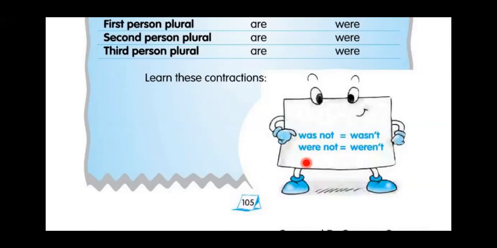Were not will become, the contraction will be weren't. W-E-R-E and apostrophe T, weren't. They weren't going to the zoo. They weren't going to the park. When somebody is doing something we will use were. They were going to the park. But if they are not going, then you can say they weren't going to the park. Negative. Right?